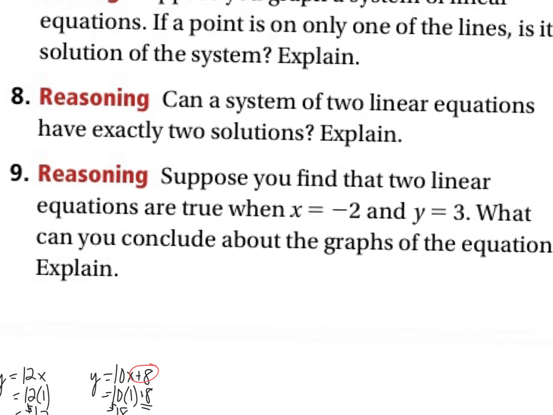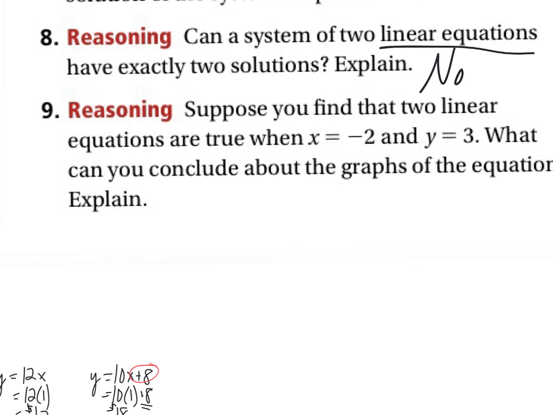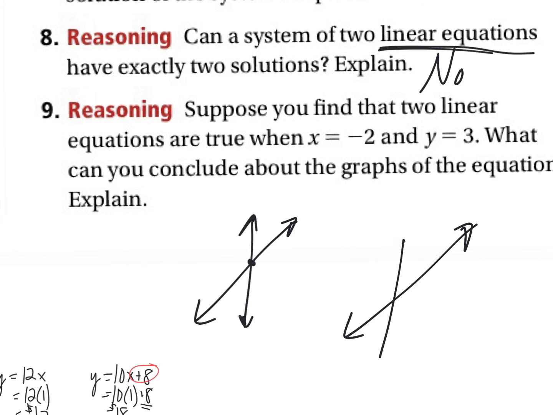Let's look at number 8. Can a system of 2 linear equations have exactly 2 solutions? The answer to that would be no. We already talked about the different options on the concept summary, and 2 solutions was not an option. If you have 2 lines, the most they could intersect each other would be 1 time. It's not going to magically intersect twice, because that's not a straight line, so that doesn't work.